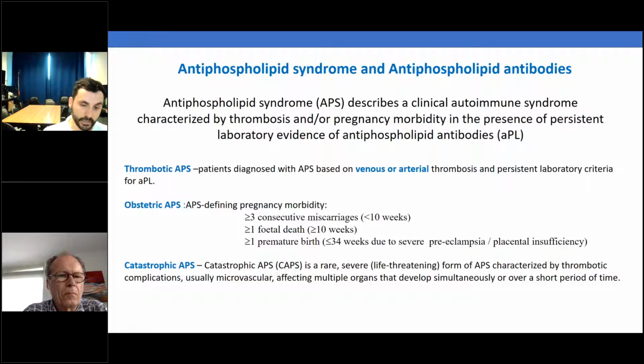Since then we are able to describe three different variants of the syndrome. First of all, the so-called thrombotic APS, that has a very particular feature. In fact, it's one of the few thrombophilic diseases in which both venous and arterial vessels can be affected. We also have the obstetric form of the syndrome, in which pregnancy morbidity, either with early miscarriages, fetal death, or premature birth, can be associated. Then there is the most severe, even though the most rare manifestation of the syndrome, which is the catastrophic APS. It's a rare condition, can be life-threatening, and is characterized by the simultaneous occurrence of thrombosis in different systems. And in these cases, the kidney is almost always involved.